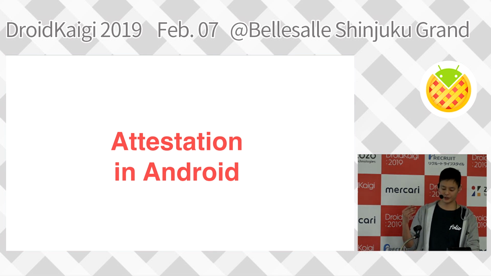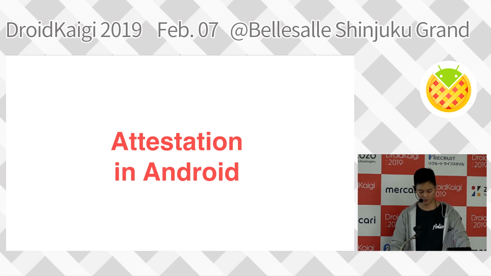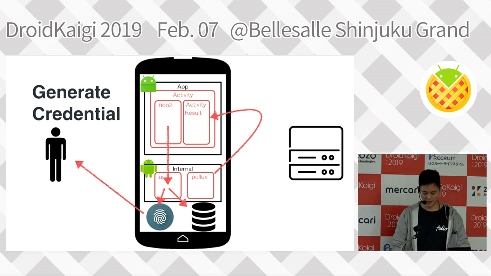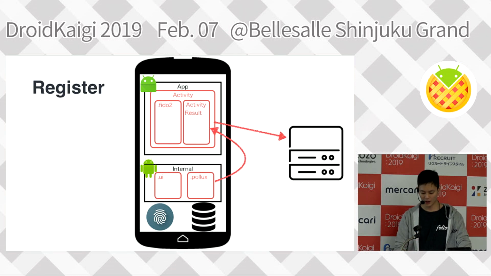So how do you register the public key pair using the FIDO2 packages? Let's take a look along with the actual attestation and assertion flow defined in the spec. So first, you are going to get the options from the server, like what parameters you can use when you create the credentials. Then you generate a credential by calling the FIDO2 API. After the internal system creates the credential and gives you back the result, you send that result to the server. That's all you need to do.